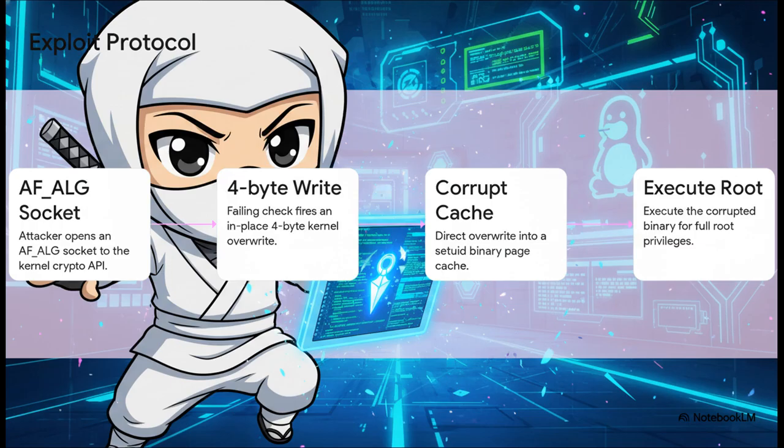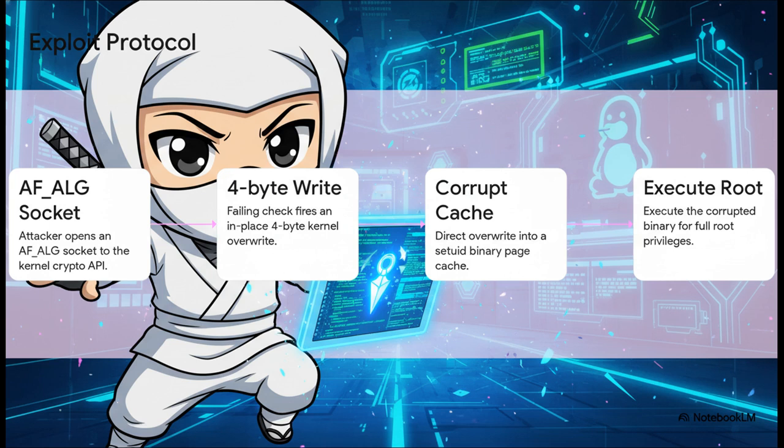That's essentially the user space interface into the Linux kernel's crypto API. Step 2. Thanks to that 2017 optimization bug in the algif_aead module we talked about, the kernel actually performs an in-place decrypt before it finishes its authentication tag check. When that check inevitably fails, it kicks an error back to user space. But, and here's the fatal flaw, a 4-byte scratch write has already fired inside the kernel.